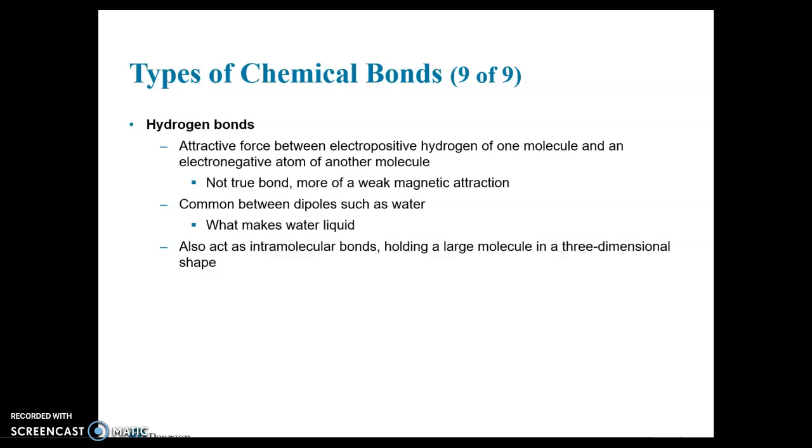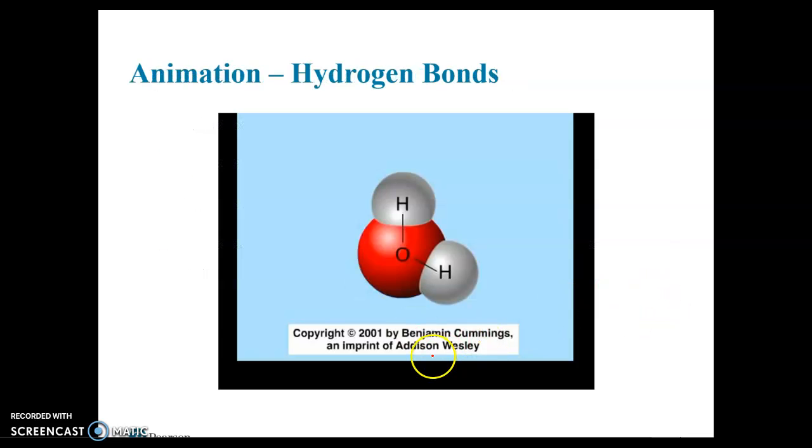Now, let's talk about a hydrogen bond. A hydrogen bond is not a true chemical bond. It is a weak bond between molecules. It is not a bond between atoms that forms a compound or molecule. It is a bond between molecules. So in particular, we're going to look at water molecules, and I'm going to try playing this.